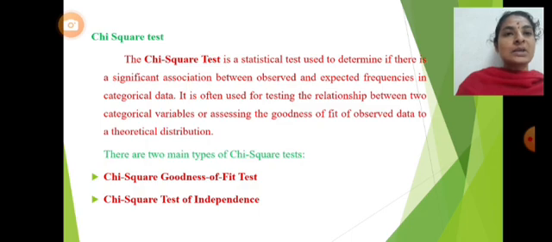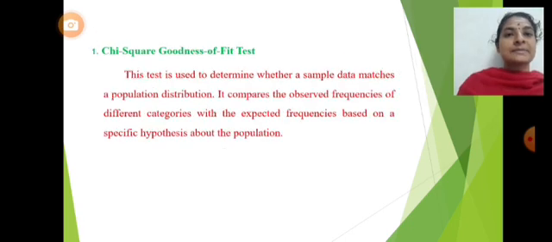Chi-square test. The chi-square test is a statistical test used to determine if there is a significant association between observed and expected frequencies in categorical data. It is often used for testing a relationship between two categorical variables or assessing the goodness of fit of observed data to the theoretical distribution. The two types of chi-square test are chi-square goodness of fit and test of independence.